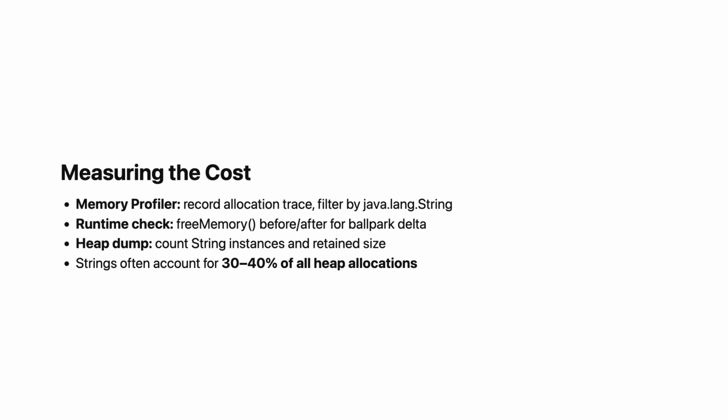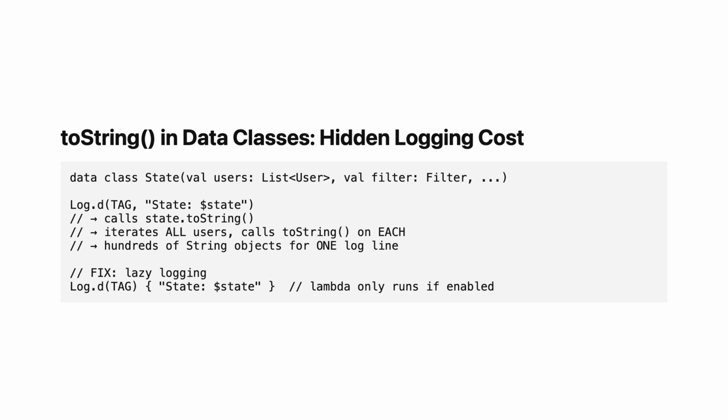Another approach: in a unit test, you can track allocations before and after an operation using Runtime.getRuntime. Check free memory before and after to see the delta. It is approximate, but it gives you a ballpark. A third approach: count the number of string objects in a heap dump. Take a heap dump after processing a response, search for java.lang.String instances and look at the count and total retained size. I have seen apps where strings account for 30 to 40% of all heap allocations. That is not unusual. It is just invisible until you measure it.